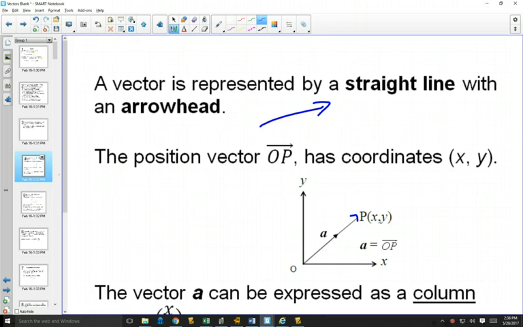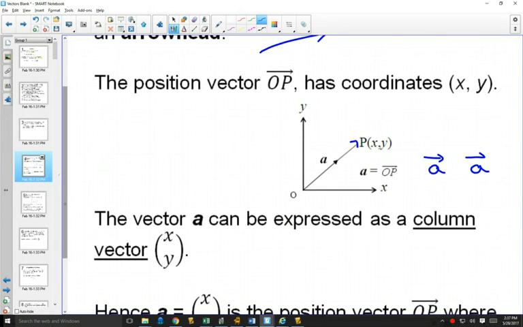Some textbooks bold it when it's a vector. Other textbooks put an arrowhead over top of it. Sometimes I've seen it with a half arrowhead like that. That's how I like to draw them because it takes less time to actually lift up your pen and draw a whole arrowhead on there. So any of those notations will be fine.